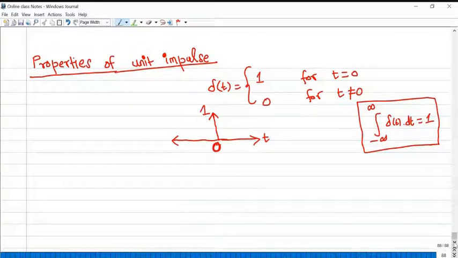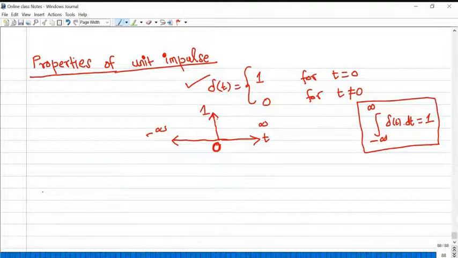Right. So before discussing the properties of the unit impulse, let me recall the unit impulse function. Del of t equal to 1 for t equal to 0, and del of t equal to 0 for t not equal to 0. This is a graphical representation of the unit impulse: when t equal to 0, the magnitude is 1. For a continuous-time impulse signal, you have to mention this arrow mark. Also, if you integrate del of t from minus infinity to infinity, your result will be 1. So this is the unit impulse signal.